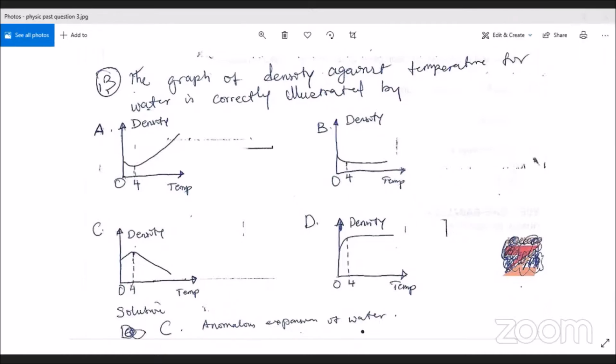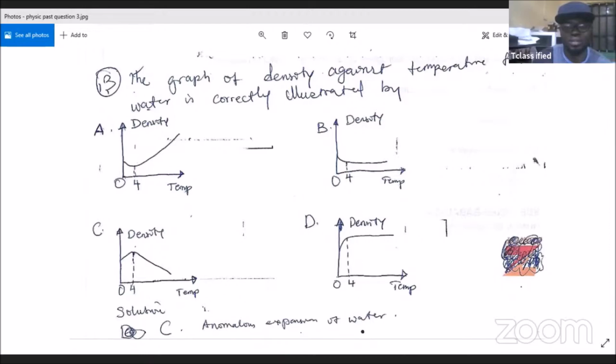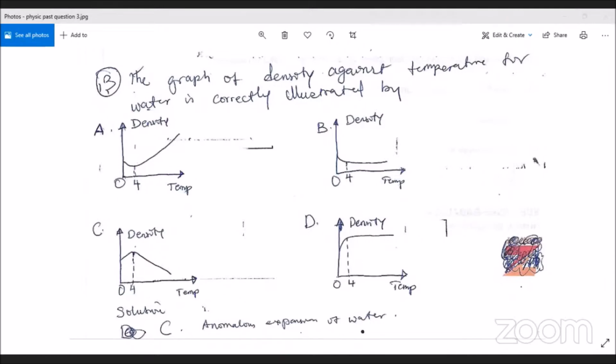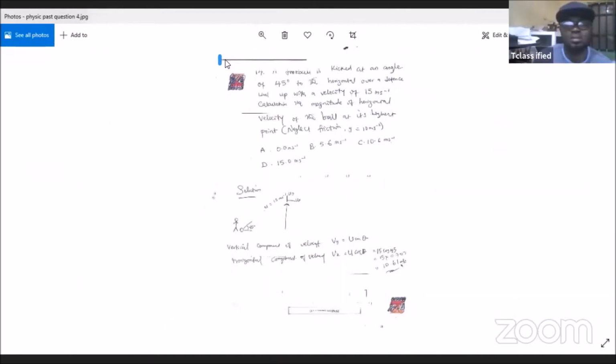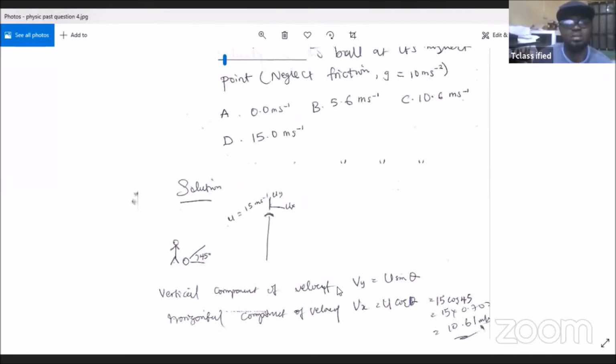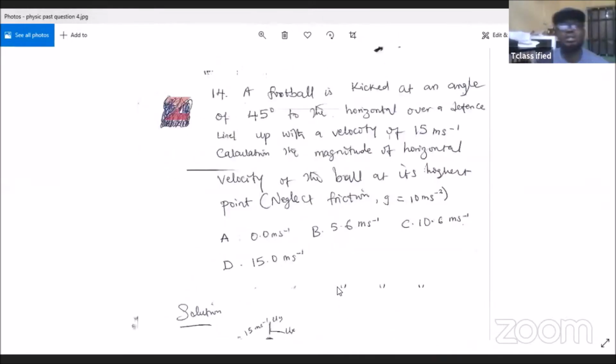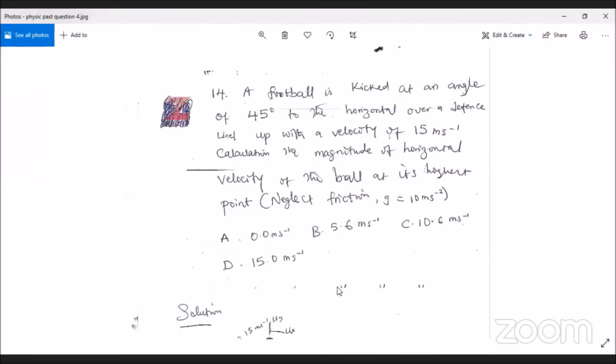Okay. So I'm going to open the further one so that we'll continue. Number 14. Let's get to 14. So I'm going to share it. Okay. I don't know whether you can see my screen, number 14. I can see it, sir.